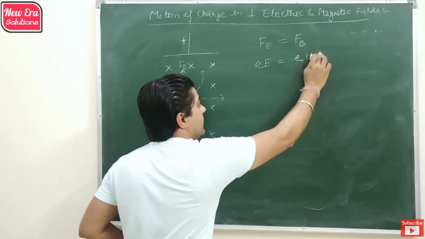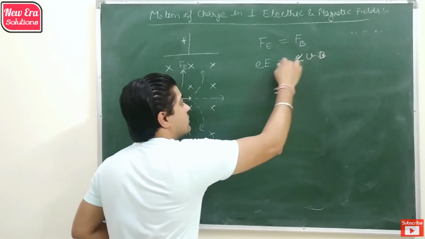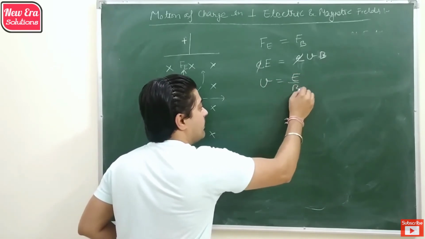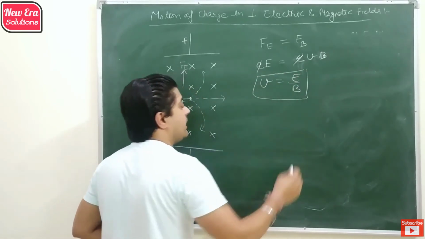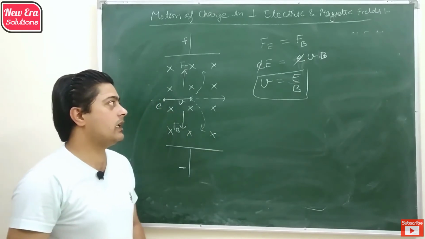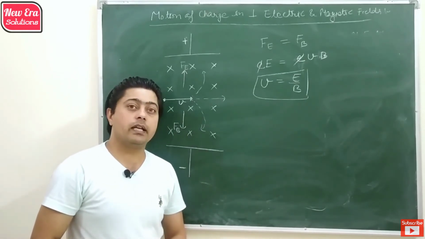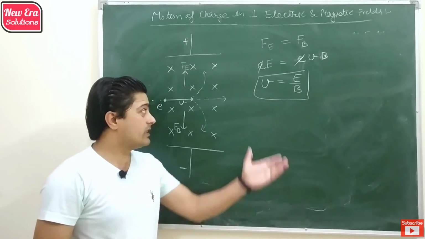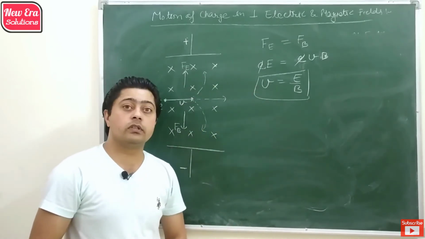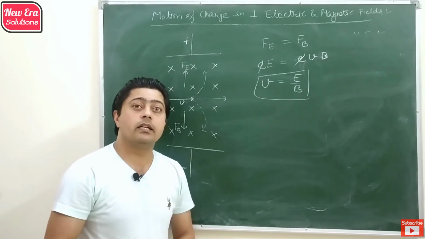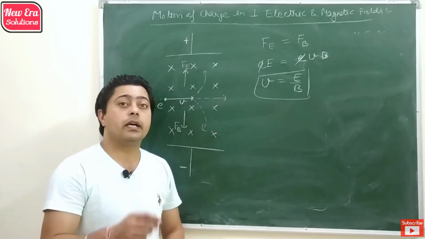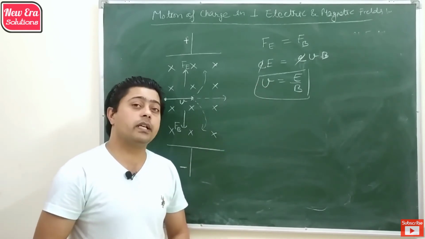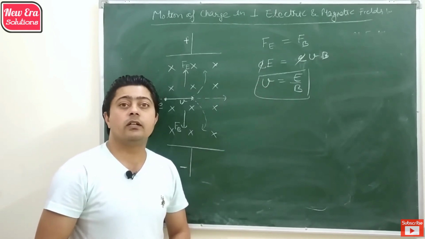qvB, because magnetic field and velocity both are perpendicular, so q is cancelled out and we get v is equal to E by B. So the velocity of the moving charge can be obtained by the ratio of electric field and magnetic field. So this arrangement can be used as a velocity selector in different experiments. By using different values of electric and magnetic field, we can obtain electrons of different velocity.